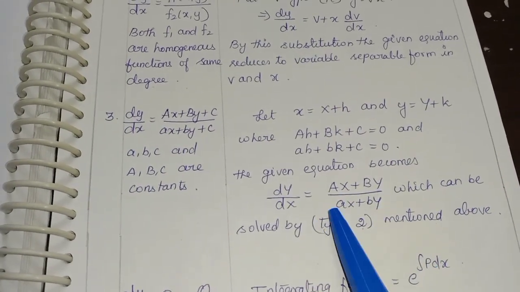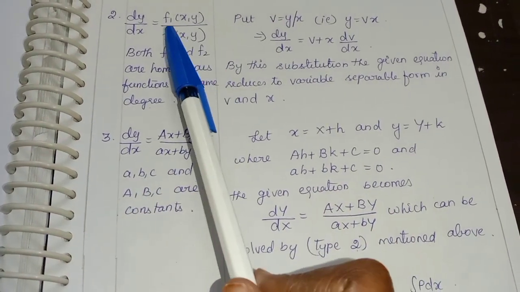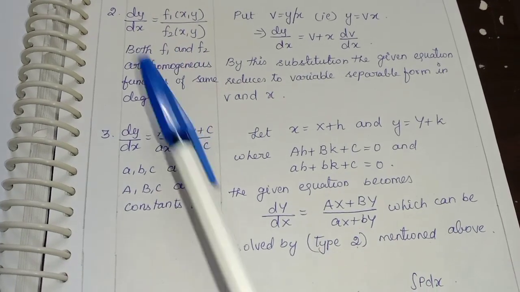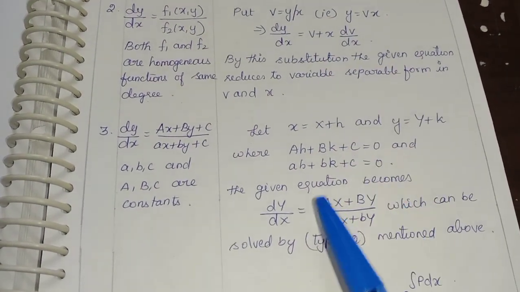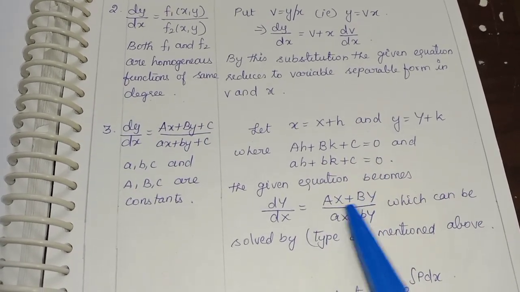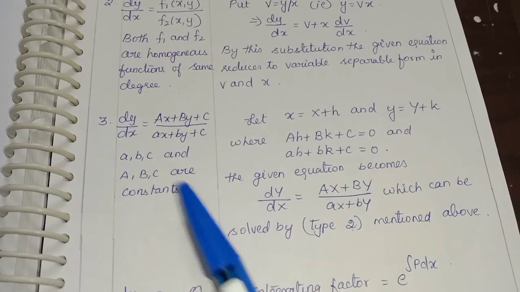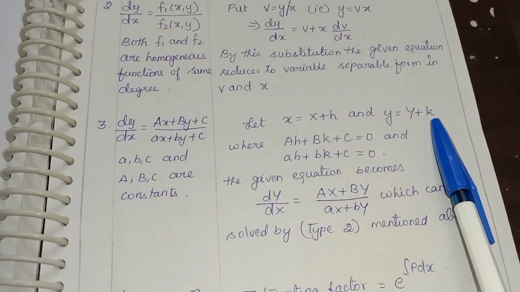So this equation becomes like the second type, that is, f1 of x y, a homogeneous function, in the numerator and denominator, and can be solved by that method. After finding the solution in terms of capital X and Y, we have to write the solution in terms of small x and y. For that, we should know the values of h and k.